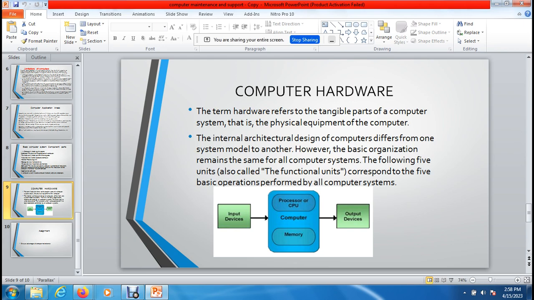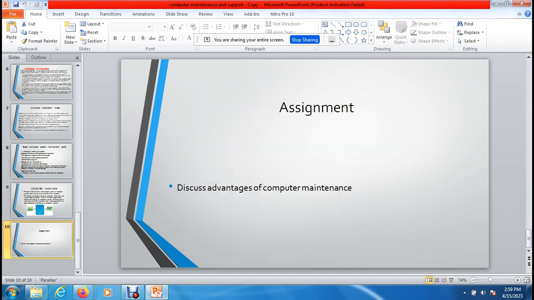So that marks the end of our lesson. Thank you for your cooperation. I have an assignment here to discuss the advantages of computer maintenance. In our next lesson, we are going to start on computer maintenance. We understand what we need in computer maintenance.